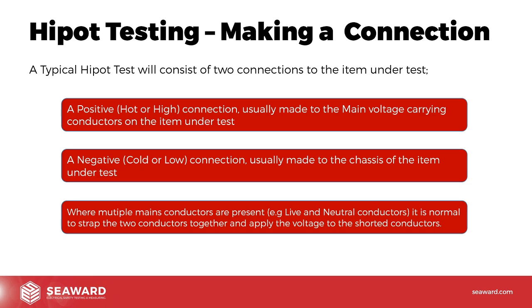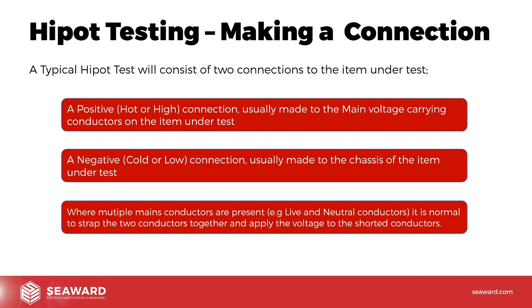Essentially, we're just testing between two points. So we could do a point-to-point test where one end of the probe, the high end, is on one end, the low end is on the other end, and separated by some insulation. And we want to make sure that insulation is good. Essentially, this whole test is a point-to-point test, but typically on products, it's performed across the mains carrying conductors.